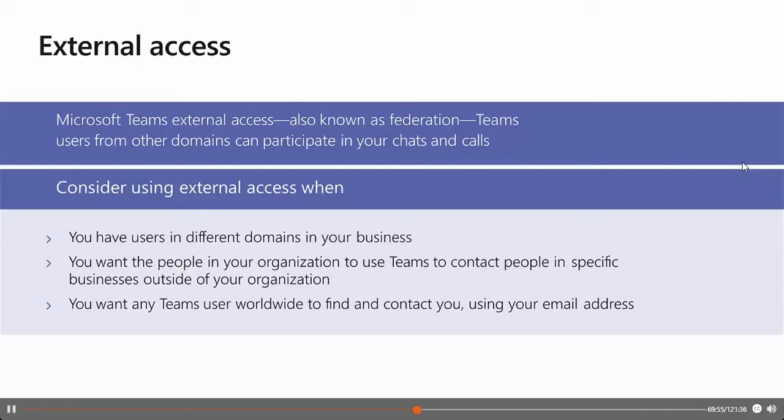Or you want people in your organization to use Teams to contact people in a specific business outside of your organization, or you want anyone else in the world who uses Teams to be able to find and contact you using your email address. Basically, external access allows external users to find, call and send instant messages, as well as set up meetings with you.